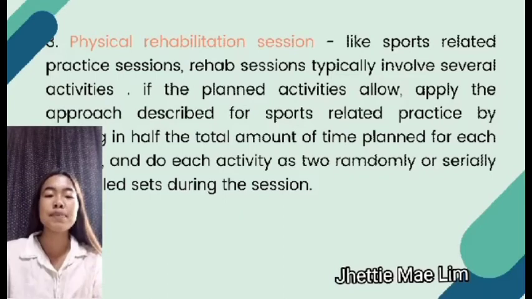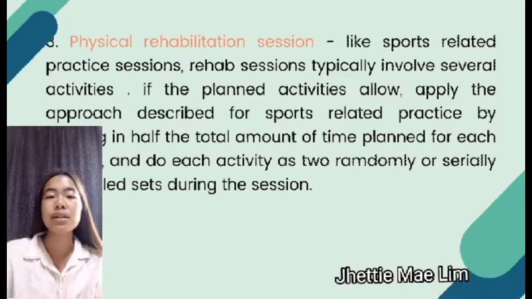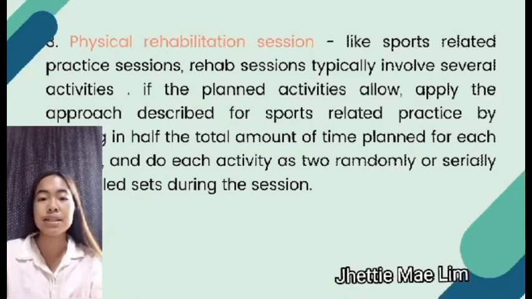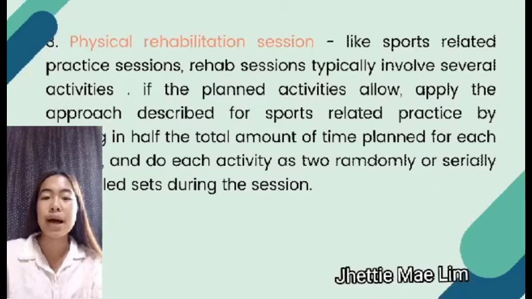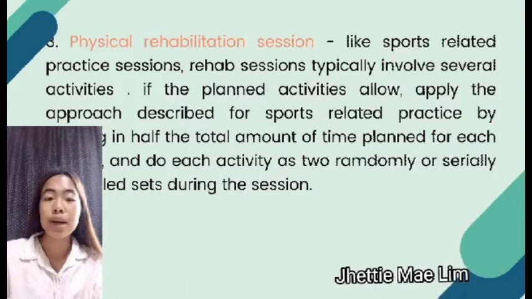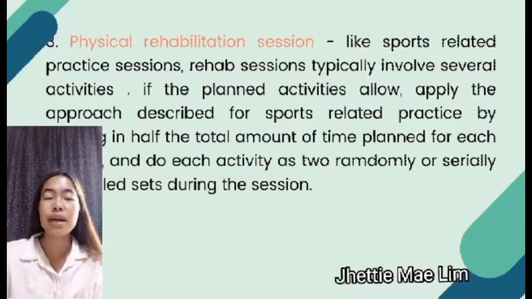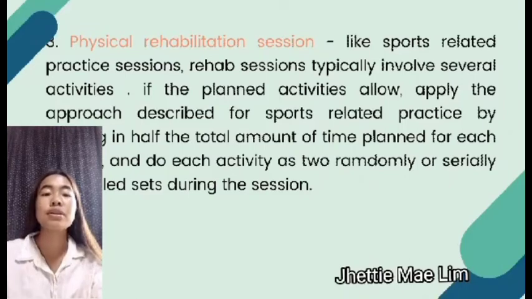And the last one is the physical rehabilitation session. Like sports-related practice sessions, rehab sessions typically involve several activities. If the planned activities allow, apply the approach described for sports-related practice by dividing in half the total amount of time planned for each activity, and do each activity as 2 randomly or serially scheduled sets during the session.